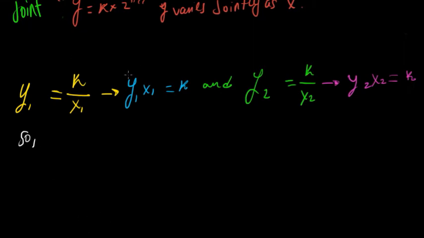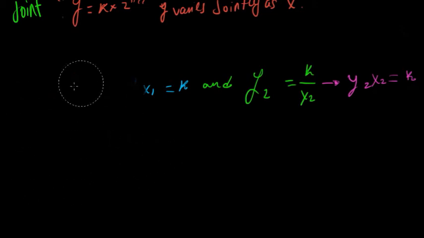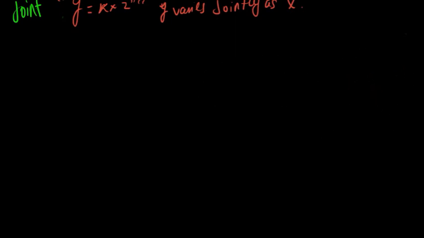So if y1 times x1 is equal to k, and y2 times x2 is equal to k, we can say that y1 times x1 is equal to y2 times x2. This is indeed a true statement, and this will come up when we're dealing with inverse variation. So let's go ahead and get to the problem here. It says, let me write that up because this is kind of a long problem. Give me a second to write this here.